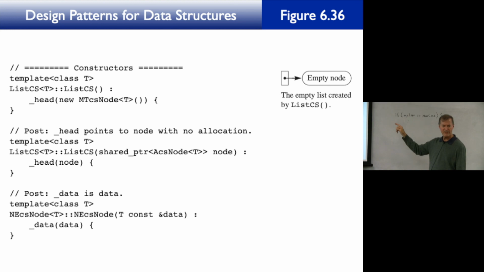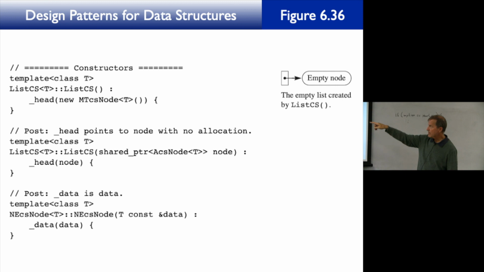Somebody was asking, what is an empty list? Look, here is a picture of the empty list using the composite state pattern. It's not that underscore head is the null pointer. Instead, what does it point to? An empty node. All right? So look at the constructor. This matches the code for the constructor.